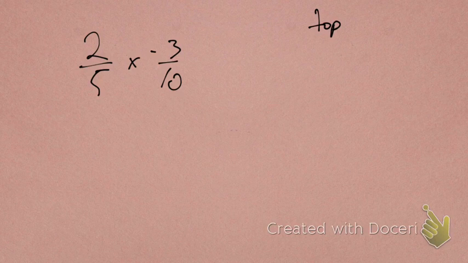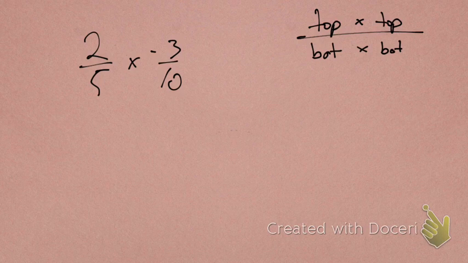What you can do is top times top, bottom times bottom, right? Just multiply across the top, multiply across the bottom. But you want to look for cross-simplifying. What that means is you look at numerator, denominator across from each other and look for an opportunity to simplify. So like 5 and 3, their only common factor is 1.